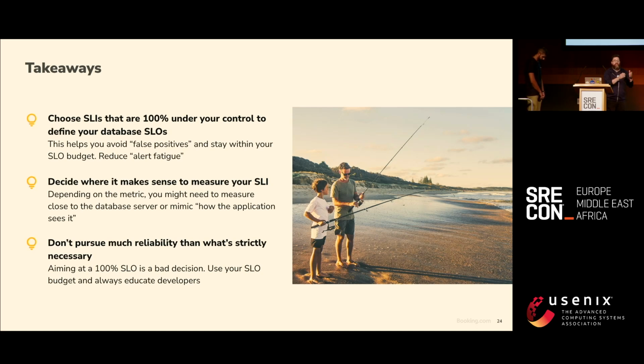Decide the correct place to take the measurements. Most of the time, going closer to the customer is the right thing to do, but it's not true for all cases. In our case, replication running is not something we can measure from the user, but we need to measure from the server, and that's totally fine. So don't stick to the rule of always being close to the customer. Yes, when it makes sense.